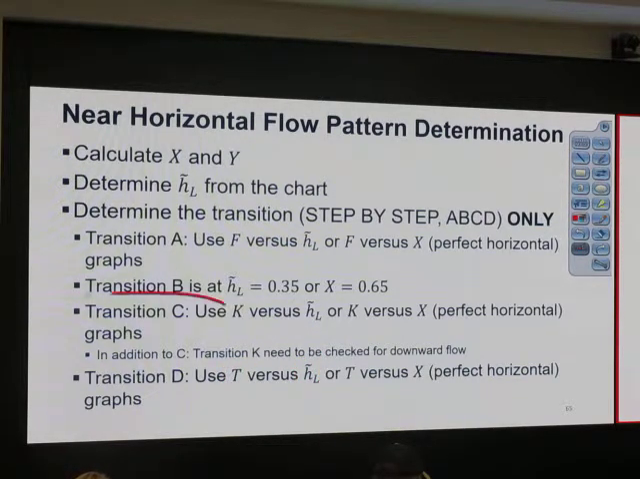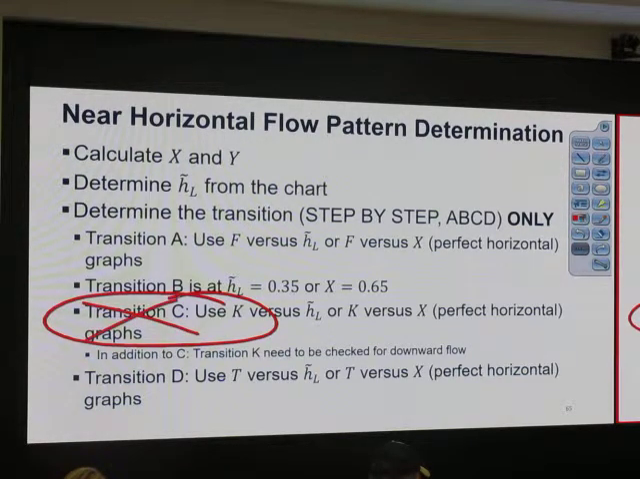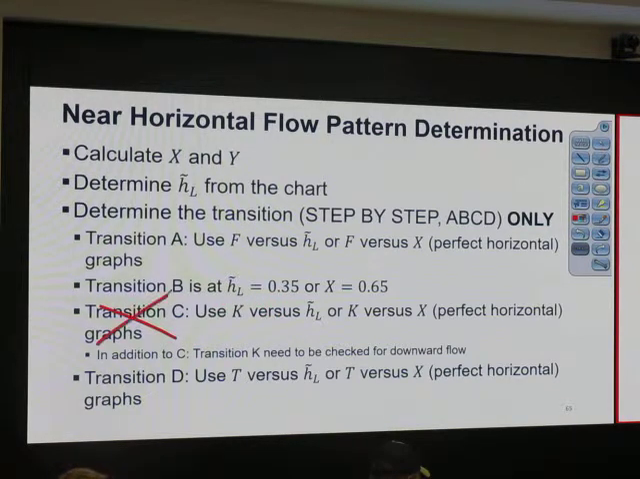We check capital C only for the case where it is stratified flow. Transition C will tell us if it is stratified smooth or stratified wavy. But since we know that this case is not stratified to begin with, we have to skip transition C, okay? So it's A, B, and then D. Transition D is not the plot of F versus H, it's T versus H, okay?